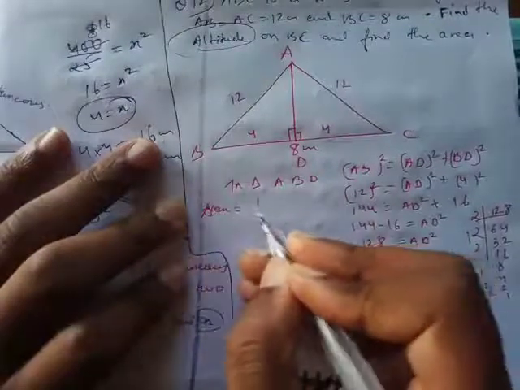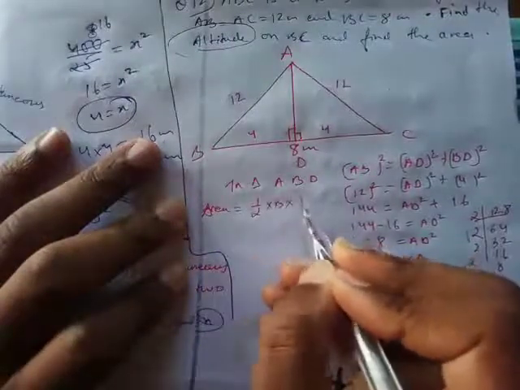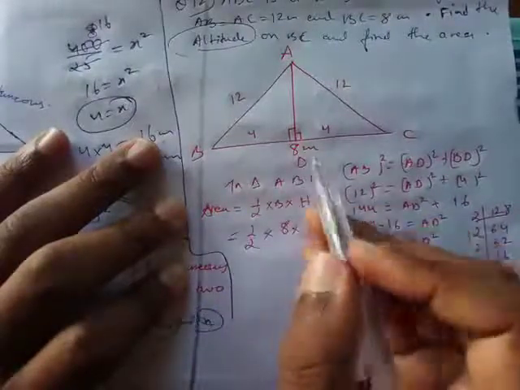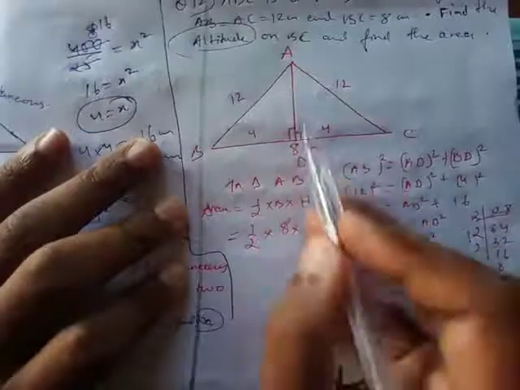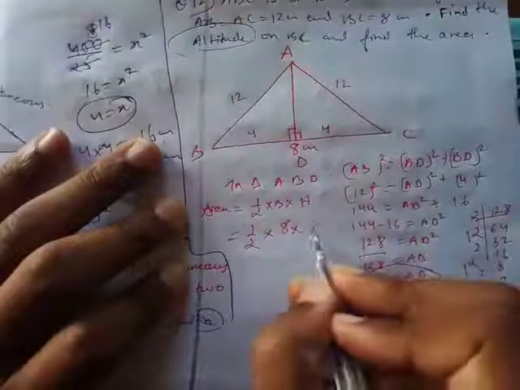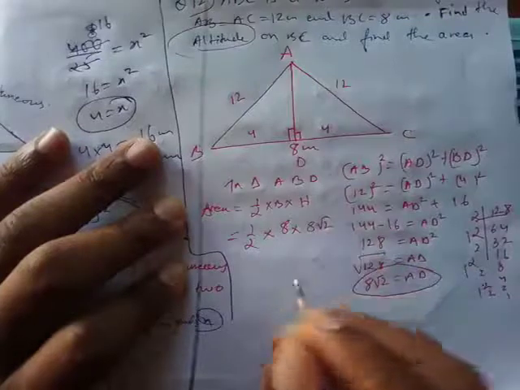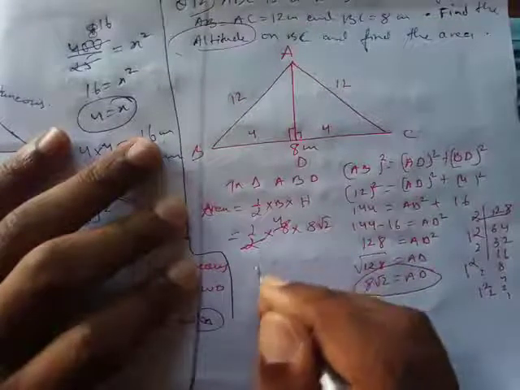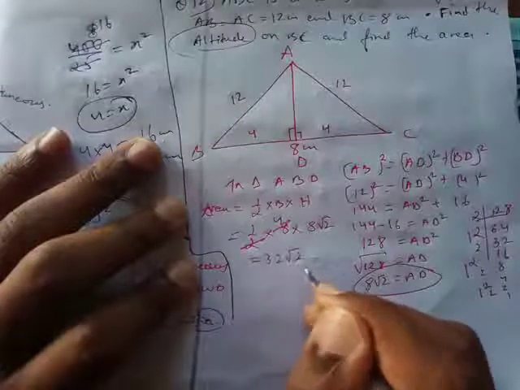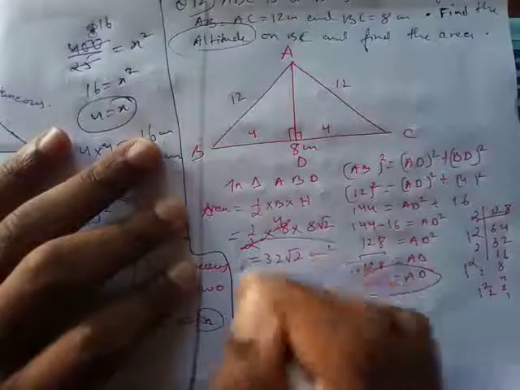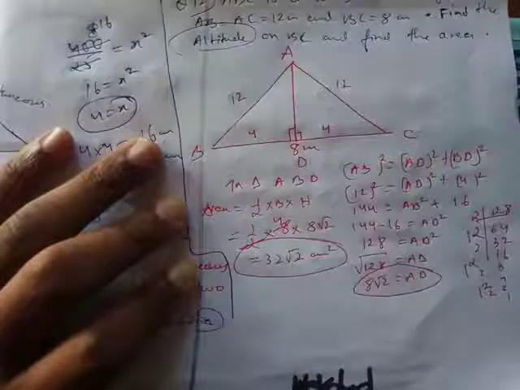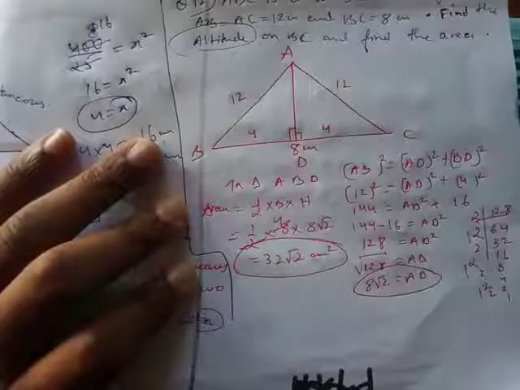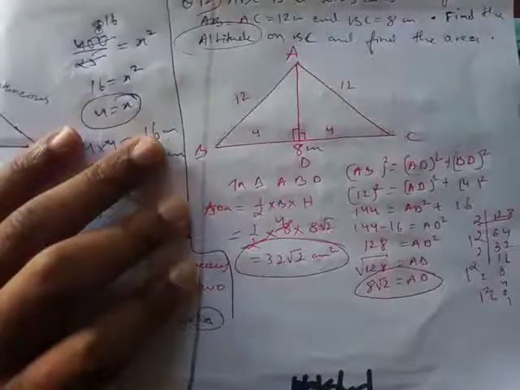How to find the area of a triangle? Half into base into height, right? So half into base is 8 and into height, this one is the height, that is 8 root 2, isn't it? So what I have, that is, 4 8s are 32 root 2 centimeter square, you can write. So this is my answer, or the area, and this is my altitude that has been told me to find.